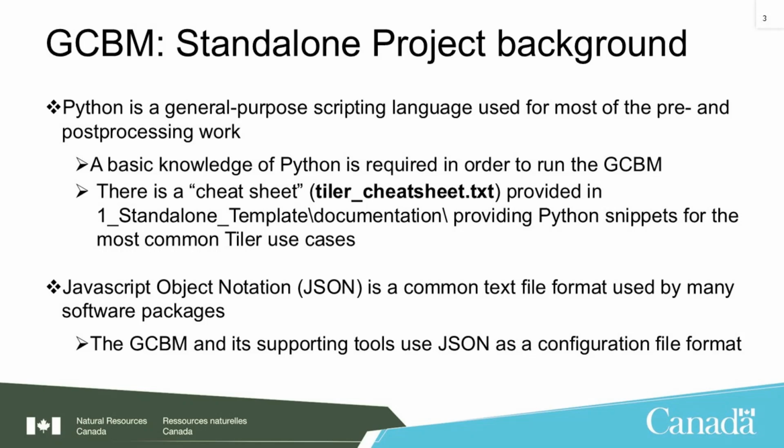This slide provides the basic technical background required to understand some aspects of using the GCBM. Python is a general-purpose scripting language that is used in most of the pre- and post-processing work in the model, so a basic knowledge of Python is needed to run the GCBM. A Python cheat sheet called tilercheatsheet.txt is available in the documentation folder, and it provides Python snippets for the most common uses in the tiler.